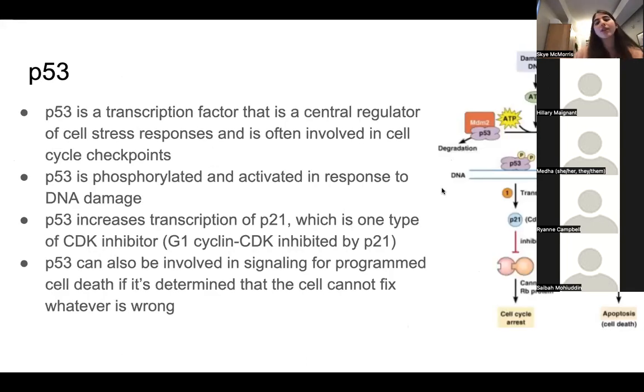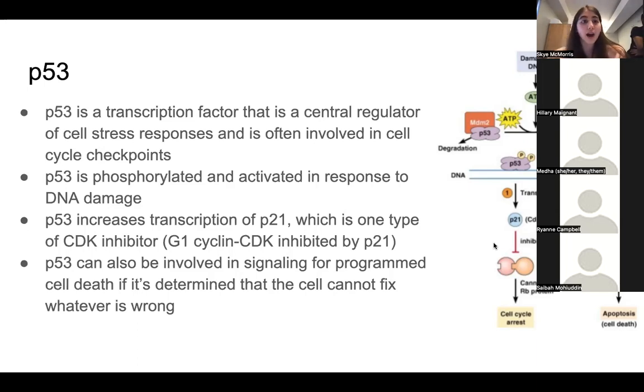Okay, and so now the last thing Laura talked about in video 3 was P53. It's a transcription factor and a central regulator of cell stress responses, and is often involved in cell cycle checkpoints. So P53 becomes phosphorylated and activated in response to DNA damage. It will cause transcription of P21, and this is a type of CDK inhibitor. And so, for example, G1 cyclin CDK is inhibited by P21.